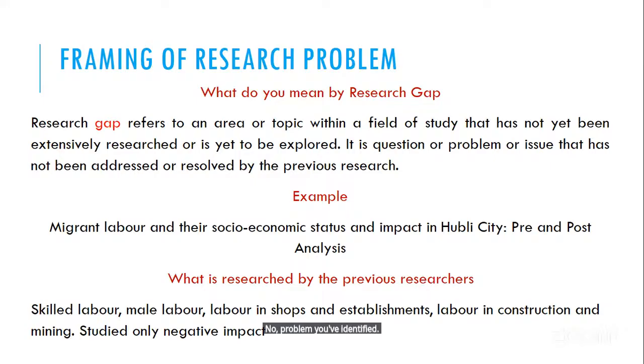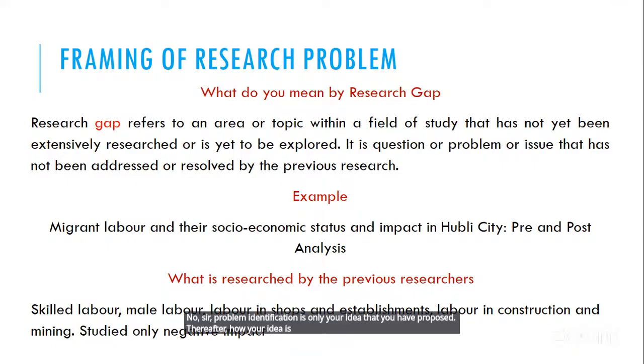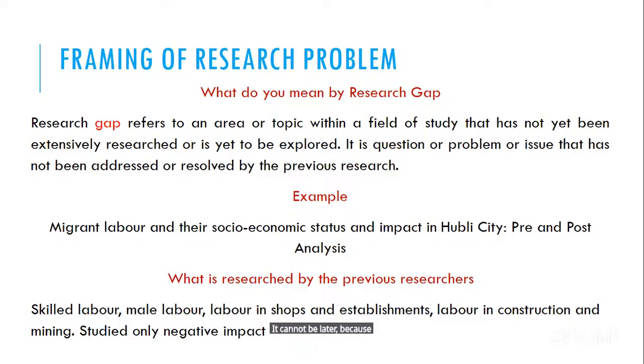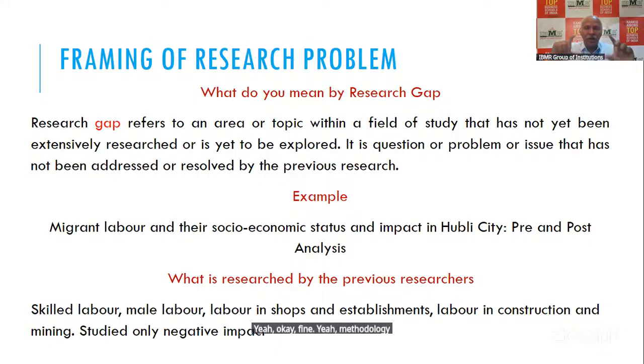Problem identification is only your idea that you have proposed. Thereafter, how your idea is different from a study which has already been conducted is your research gap. The gap cannot be identified later, because that is how you put up your methodology next. Methodology you are going to put, and more importantly, you are going to define your objectives. Am I right?